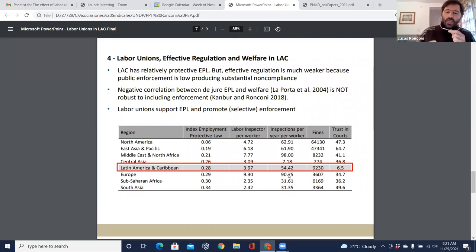So what we have to look at is effective regulation. And effective regulation is how the public sector intervenes in the labor market. That is not only through the regulations, but also through enforcement. This is something we have been working on with Ravi Kambur for a number of years, basically to try to reply to this influential work from La Porta and other colleagues, who have been arguing that de jure, the letter of the law, countries that have more stringent employment protection legislation tend to have worse labor market outcomes. And they were only looking at the letter of the law.